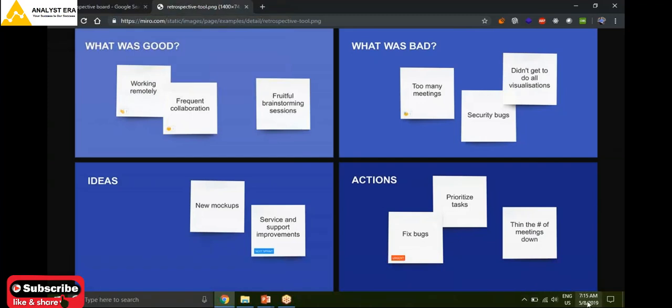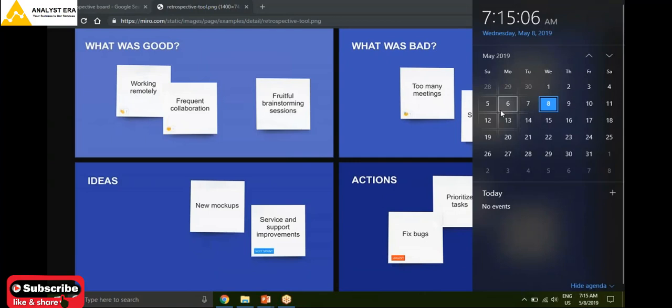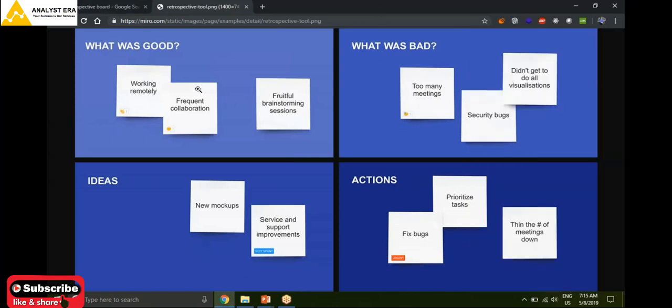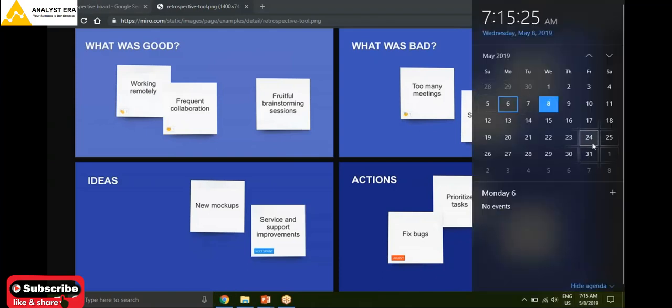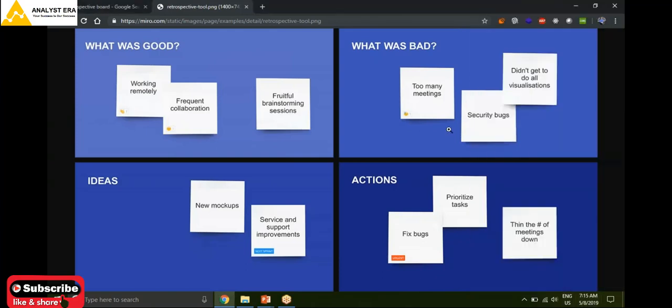Like if there was a sprint which was spanning from 6th to 24th. If it is a 3-week sprint, then on 24th everyone will get together and they will have a retrospective meeting. Most of the Scrum teams will have it. They will discuss what went well in this current sprint from 6th to 24th and what did not go well.